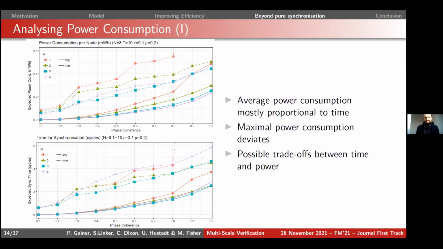And you can see that while generally the average power consumption is proportional to the time it takes to reach the same phase coherence, the maximal, the worst cases actually diverge a bit. So for example, with a high refractory period of 4, it actually takes longer in the worst case to synchronize the system, but still in the worst case, it will take less energy to synchronize to the same level of phase coherence. And that gives you the possibility to judge trade-offs between what's important for your application, power consumption or the time to reach synchronization.